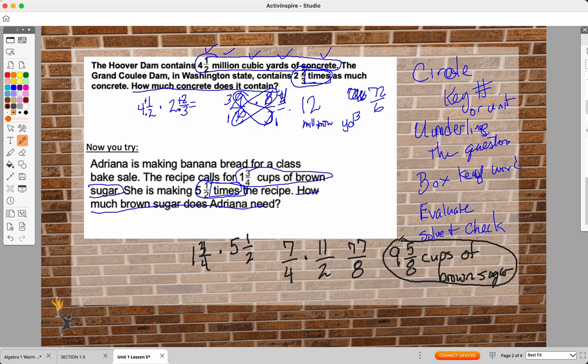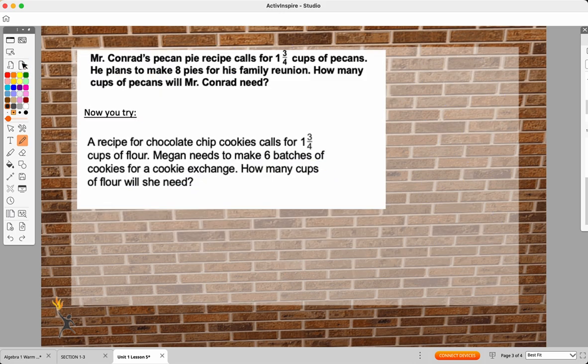All right, let's move on to the next question. Let's take a look at Mr. Conrad. Now this time we got a mixed number and a whole number. So it's really not going to change because we're going to do the same thing with our whole number and turn it into an improper fraction. We just want to make sure we think about it.